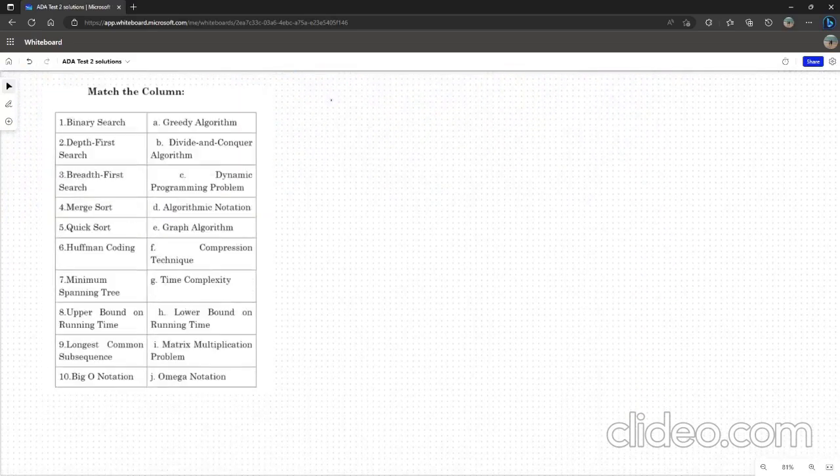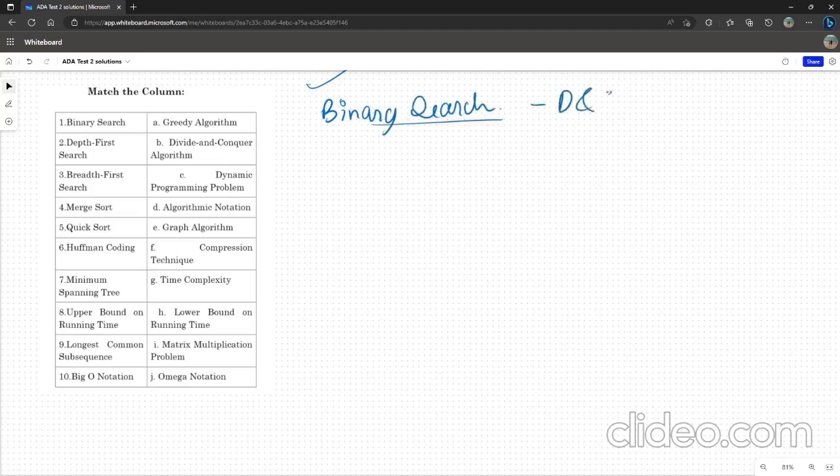Next, we have to match the correct algorithms or the options from both the sides. We can see first is binary search. What will be the correct option? It is a greedy algorithm. No, it is a divide and conquer, B algorithm.